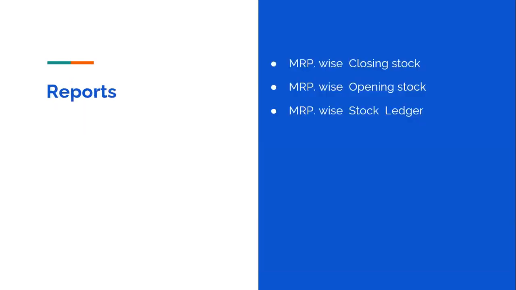Now, from Busy, we are providing three major reports on MRP wise detail. One is MRP wise closing stock, another is MRP wise opening stock, and the third one is MRP wise stock ledger. Under stock ledger, you can get item wise MRP detail: when this item was purchased at which MRP, and when this item was sold at which MRP. So it will provide a complete detailed scenario of that particular item in the stock ledger report.